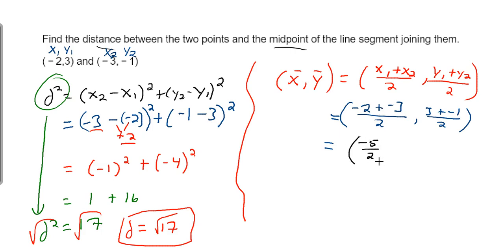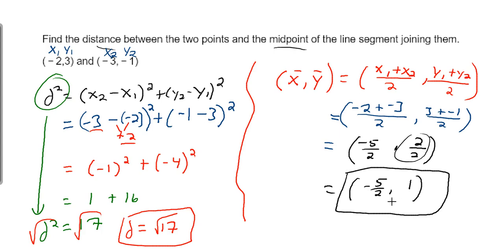So we get a fraction. We try to reduce it if we can. This doesn't reduce, so we'll just leave it as a fraction. Comma. Here, 3 plus -1 is going to be +2 over 2. That does simplify, so make sure you simplify it if possible. So we'll have -5/2 for x, and then 1 for y, right? 2 divided by 2 would be 1. And so there's my midpoint. This is the point that would be exactly halfway in between these 2 points.